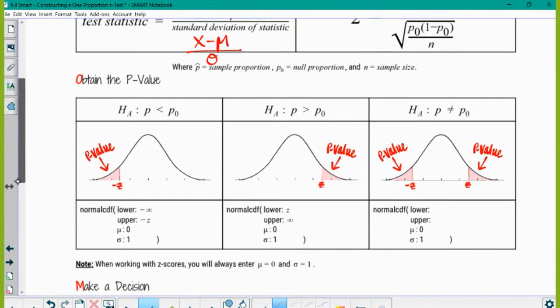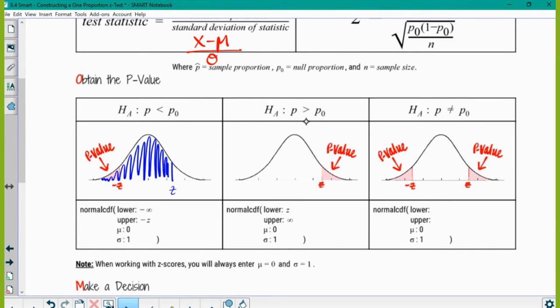P-value, also something you've done before. We have 3 possibilities for direction, and that's dependent on what your hypotheses are. So if I'm saying p is less than p naught, I'm going to shade everything below my z-score value. Now, in my example, I have it as negative z. It does not have to be a negative number. Sometimes this could be a positive z, and I'm shading everything less than that. I just used a negative one because it's clearer to see shading to the left, but it could be positive. Don't think it has to be negative.